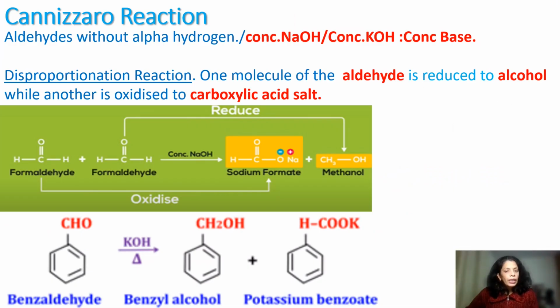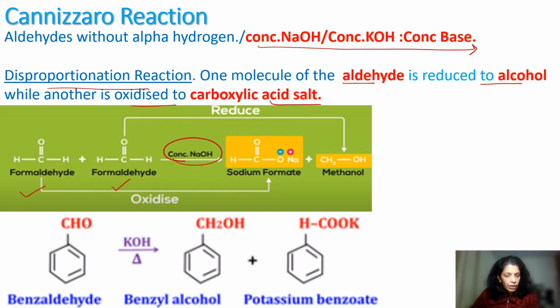Cannizzaro reaction is for aldehydes which do not have an alpha hydrogen atom. This reaction takes place in presence of concentrated alkali. This is a disproportionation reaction, meaning one molecule of aldehyde will be reduced to form alcohol while another molecule will get oxidized to form the salt of carboxylic acid. So if we take two molecules of formaldehyde and react them in presence of concentrated alkali, one will get oxidized to form sodium formate, another will get reduced to form methanol. Similarly, when we take benzaldehyde, you see that this carbon atom does not have any hydrogen atom. So two molecules of benzaldehyde, when reacted with KOH, one will form benzyl alcohol, another will form potassium benzoate.